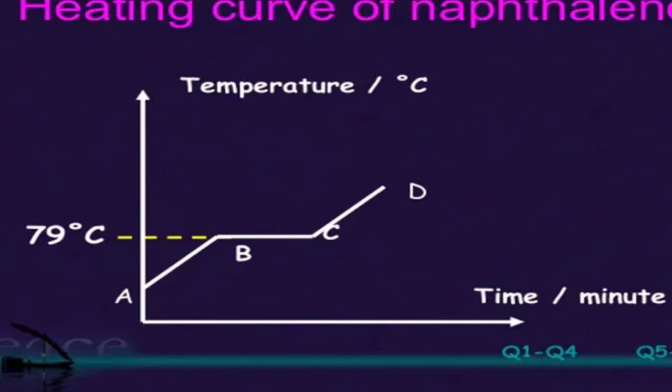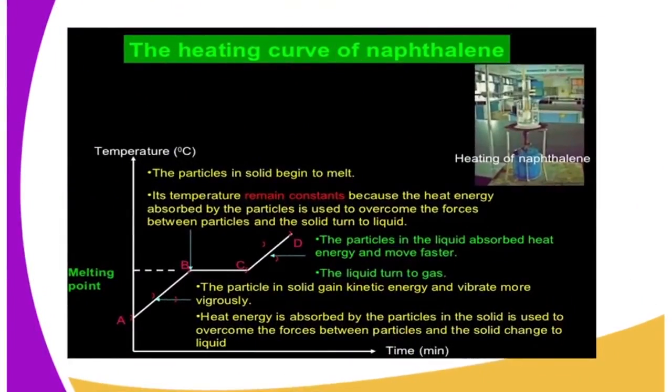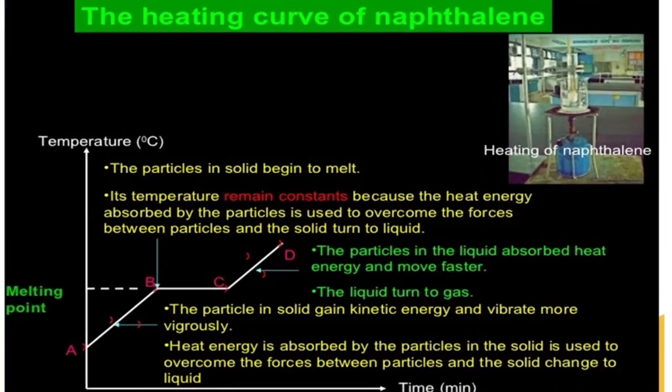Between regions C and D, temperature rises steadily as the liquid naphthalene absorbs heat energy. The heat supplied increases further the kinetic energy of the particles, causing them to move fast. As you can see, that is the heating curve. It's an example of a heating curve of naphthalene.